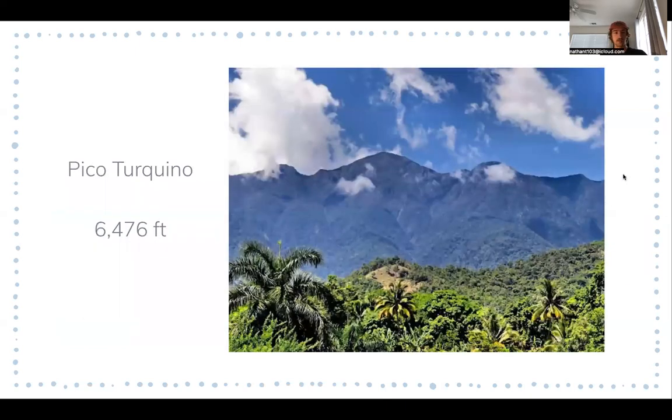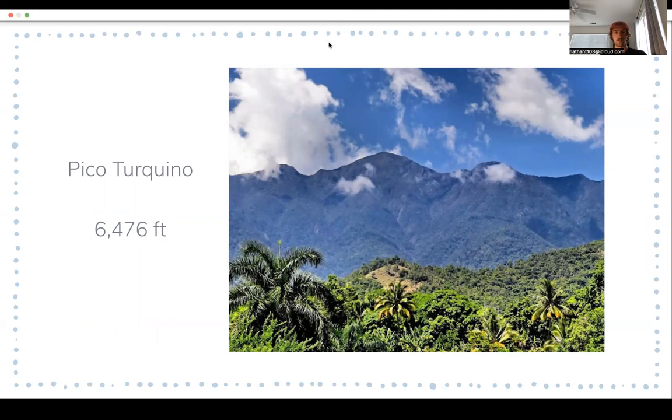The highest peak in Cuba is Pico Turquino at an elevation of 6,476 feet.